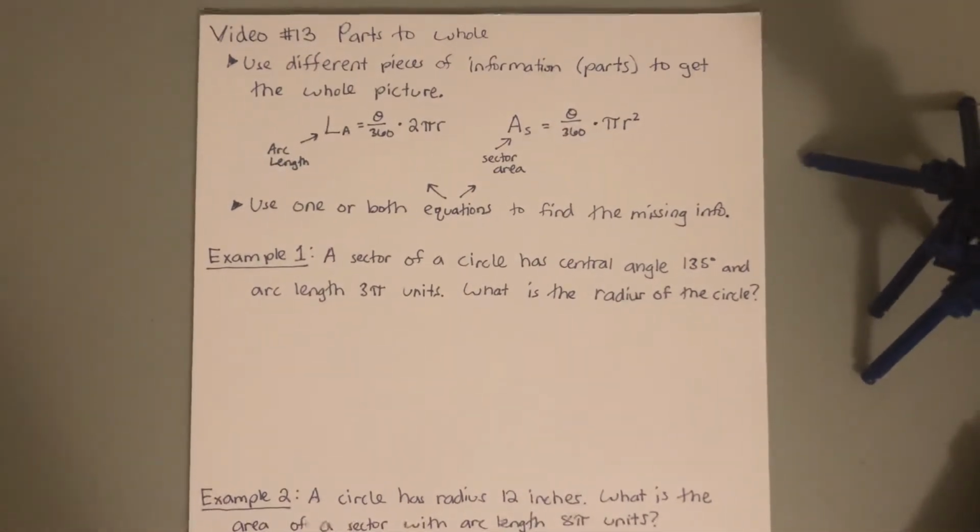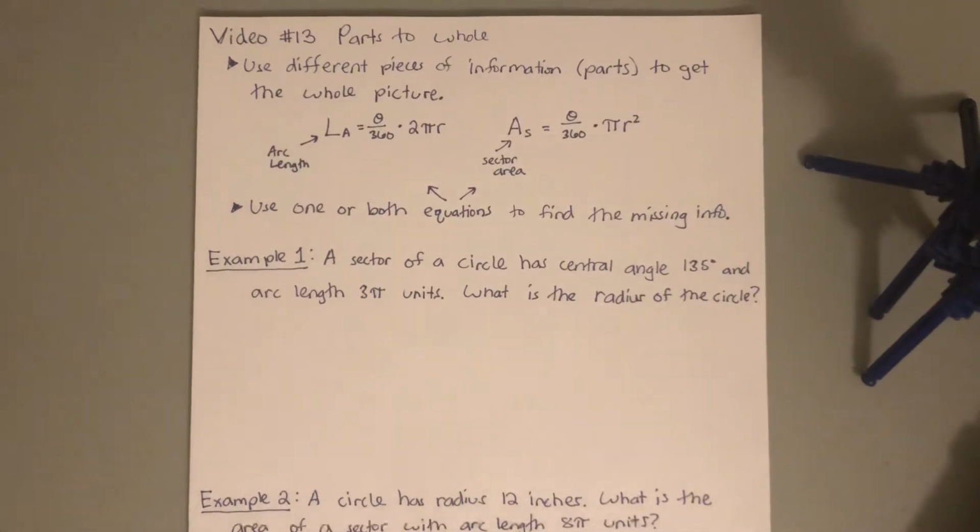In the last video, we talked about being able to find the areas of sectors of circles and the lengths of arcs of circles, like part of the circumference and just part of the area of a circle. In this video, we're going to talk about how when we're given some of those pieces of information or parts, we can use those pieces to get the whole picture.